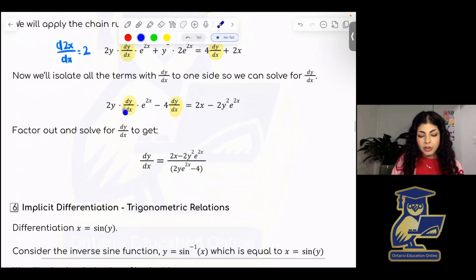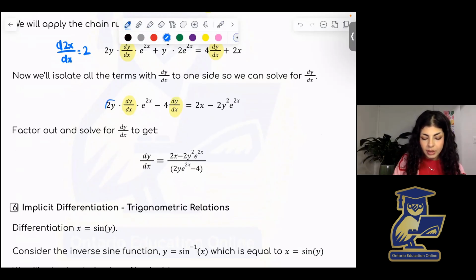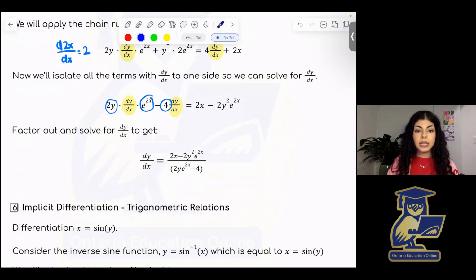Now, if I factor out dy by dx, I am left with, as you can see, 2y and then e to the power of x, and then this negative 4 here. And that's exactly what you see here, if I had shown you the factoring step, but I just skipped it here because you've seen it several times now. Then your final derivative is equal to this expression, which again, this is the numerator here, and these terms give you the denominator that was factored out. And yeah, that's our final derivative for this question.